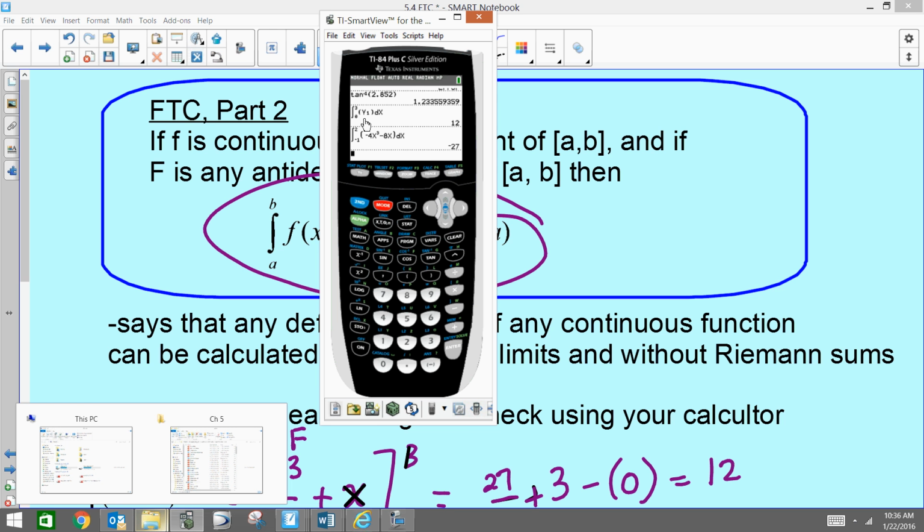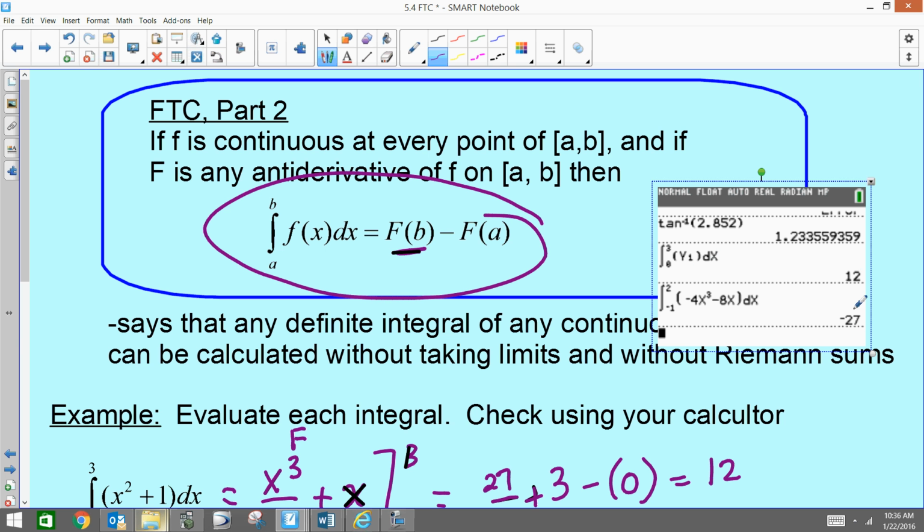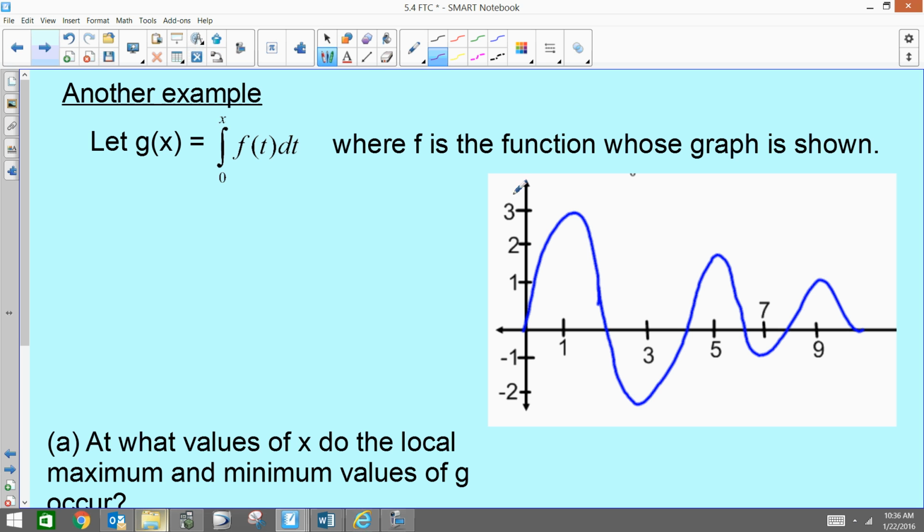If you don't trust me, here's the first one. I know you trust me. Here's the first one. Here's the second one. So don't forget, you can check your integration. Okay, so g of x is this, where f is the function. This is f that we're looking at in blue here. Well, then I should write that in blue maybe. Okay, so this is f.